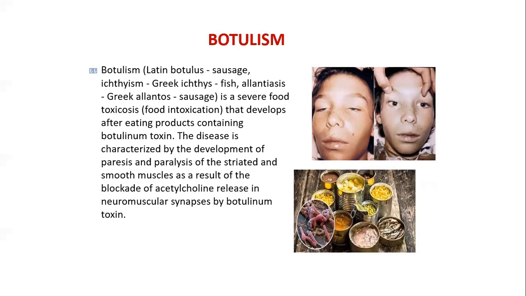Botulism is a severe food toxicosis that develops after eating products containing botulinum toxin. The disease is characterized by the development of paresis and paralysis of the striated and smooth muscles as a result of the blockade of acetylcholine release in neuromuscular synapses by botulinum toxin.